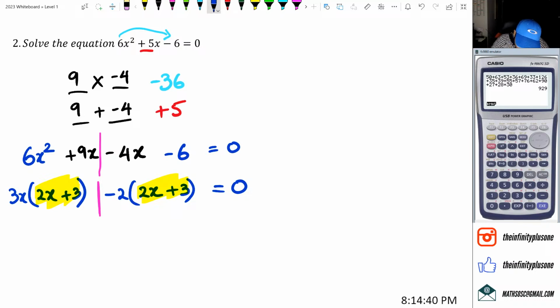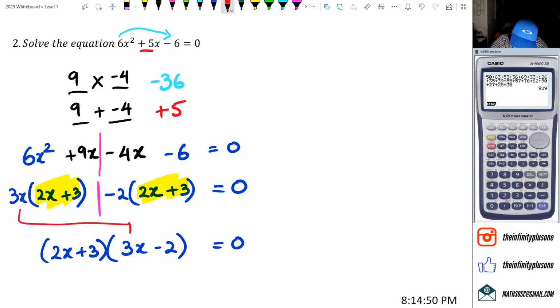And from here I can see that 2x plus 3 is a common factor. So I'm going to take that as a common factor, which means I'm going to get 2x plus 3 bracket 3x minus 2. And if you're wondering where that 3x came from, it's from here, and the minus 2 is from there. Minus 9 in front of the negative 4x.